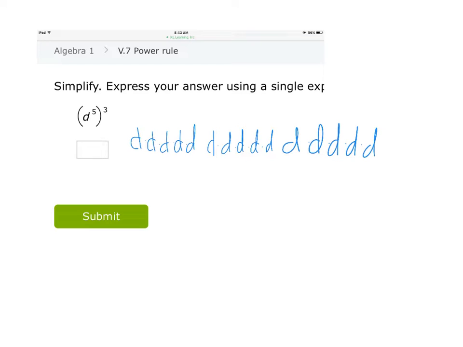This video is instructions on how to do V7 IXL, the power rule. Again, this may be some review material, so we're going to do it two ways. The first way is I wrote out all the D's.